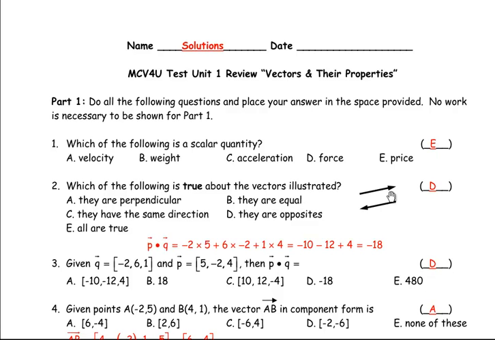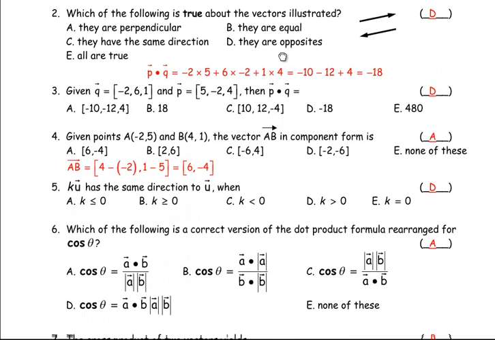For number 2, you're given two vectors and asked which of these are true of them. And so notice that they are the same length, but they're going in exactly the opposite direction, so they would be called opposite vectors. So D would be the correct answer here.